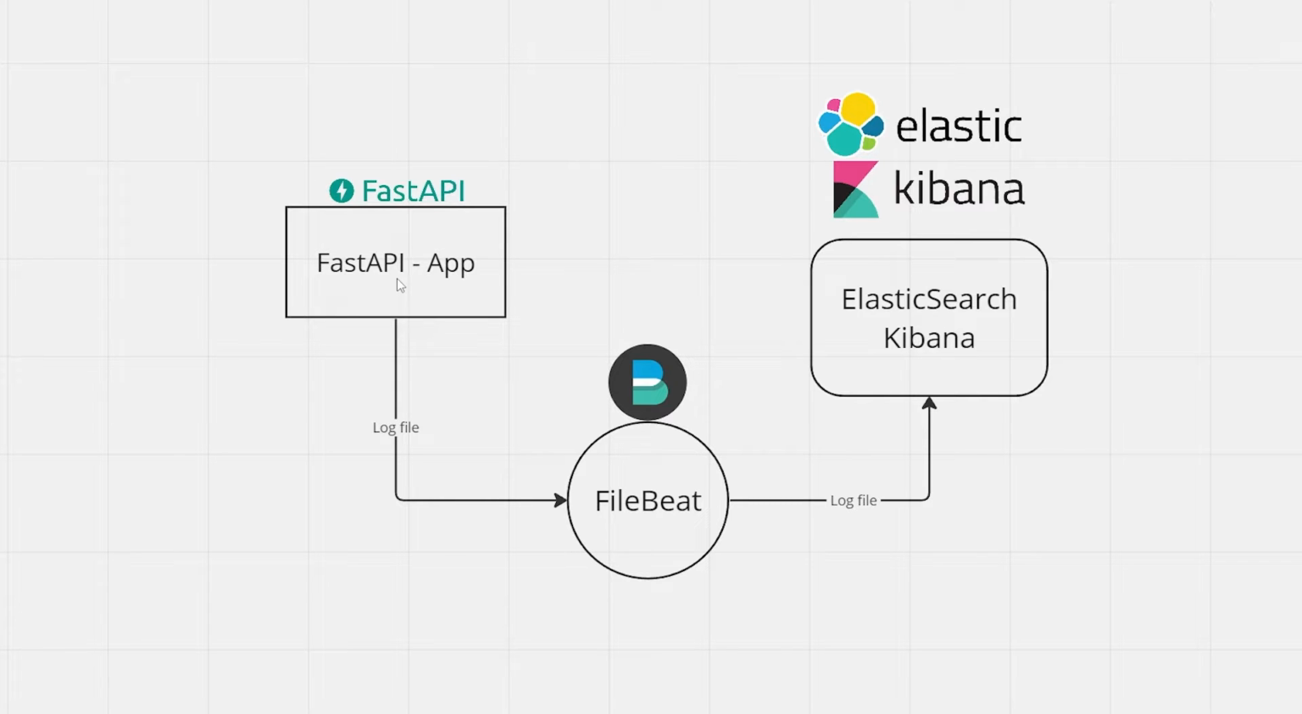logging data. Configuring Filebeat: we'll show how to configure Filebeat to collect logging data from FastAPI and send it to Elasticsearch. Practical example: finally, we'll take a look at a practical example of how this logging system works in a real FastAPI project.